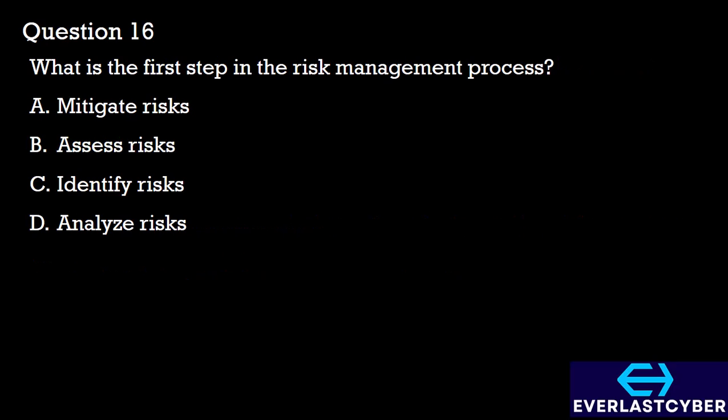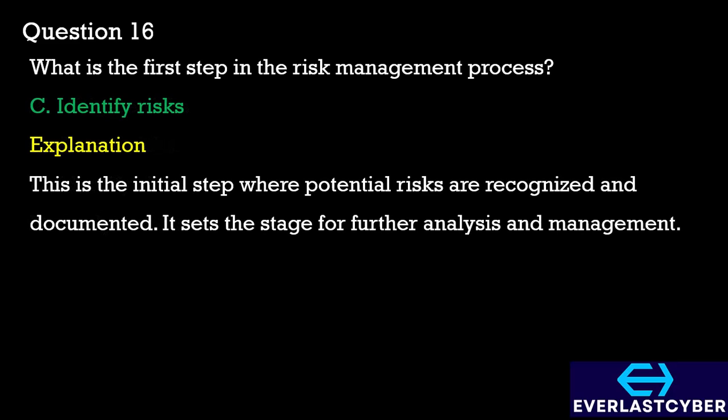Question 16. What is the first step in the risk management process? A. Mitigate risks. B. Assess risks. C. Identify risks. D. Analyze risks. The first step in the risk management process is option C, to identify the risks. So it is at this step that the potential risks are recognized and documented, and this sets the stage for further analysis and management.